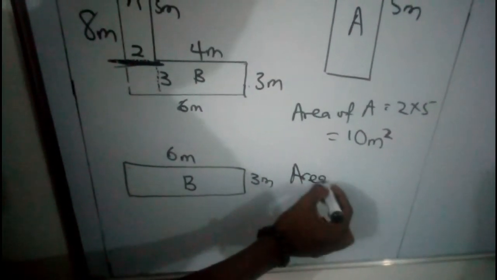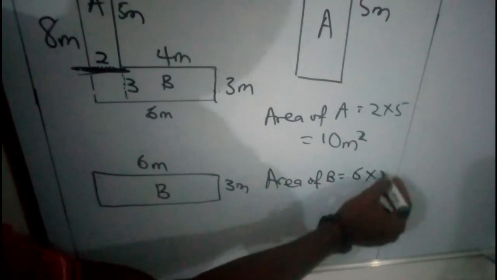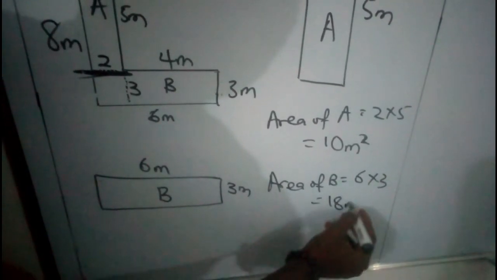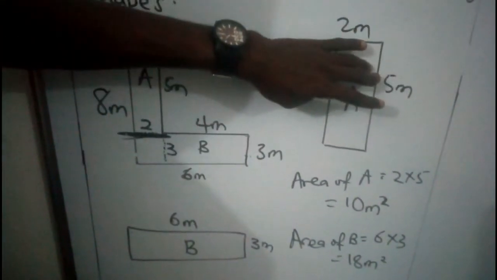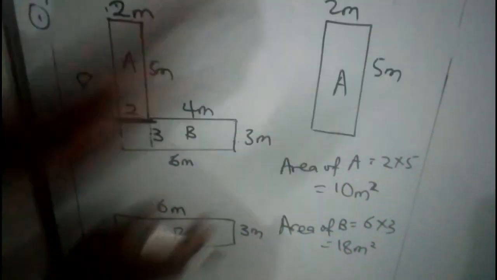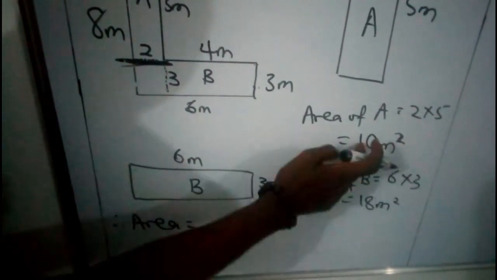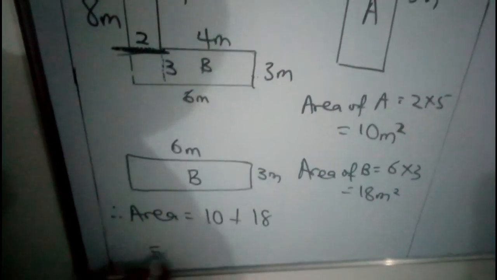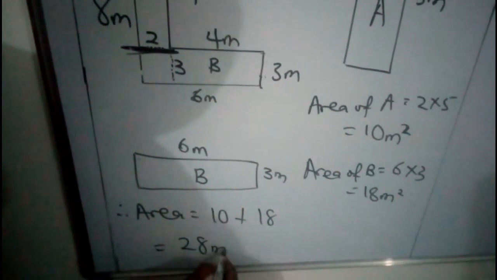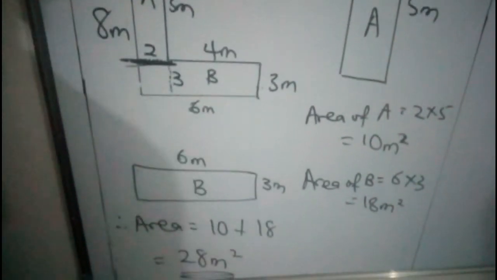Area of B is length times breadth, which is 6 times 3, isn't it? So that gives you what? 18 meters squared. So how do you find the area of this irregular shape now? You add the 2 areas of the individual regular shapes together. So therefore, area equals to what? 10 plus what? 18. And area is what? 28 meters squared. Remember, we're looking for area, so you have to square your unit. So the area of this irregular shape is what? 28 meters squared.